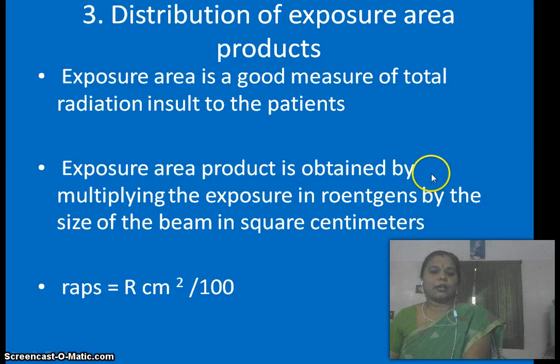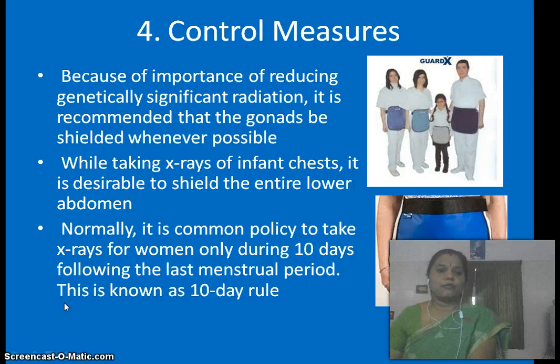It's nothing but a product of X-ray exposure, which is always in Roentgens, calculated by the size of the beam in square centimeters. So RAPS is nothing but the measure of the total radiation, the product of the X-ray in Roentgens multiplied by the size of the beam in square centimeters, and when this product is divided by 100, we can calculate the value in terms of RAPS.